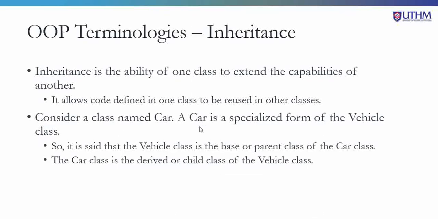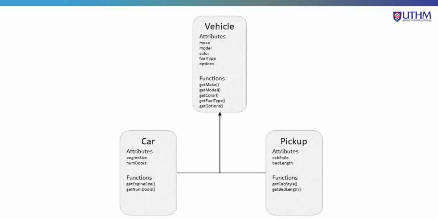So inheritance is the ability of one class to extend the capabilities of another. Let's say for this example, we have three classes: vehicle, car, and pickup. Car inherits vehicle. Same goes with pickup, it also inherits vehicle. What does inherit mean? It means the car class inherits the attributes and the functions of vehicle. So it takes the characteristics of the vehicle.